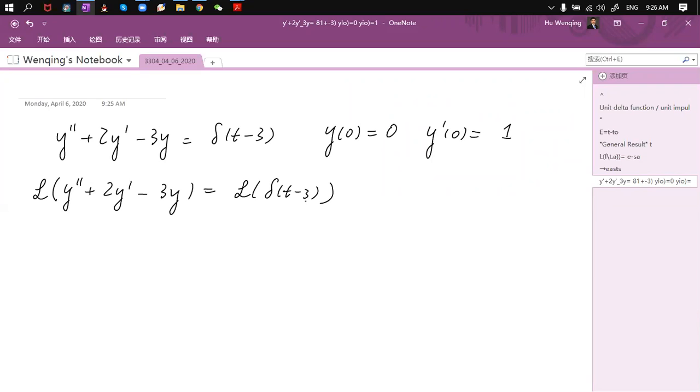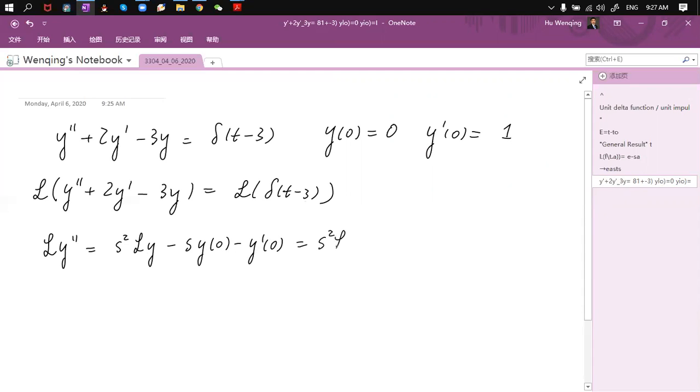Now, once the Laplace transform is applied, you have to apply the formula: the Laplace transform of the second derivative of y is equal to s squared times the Laplace transform of y minus s times y(0) minus y prime (0). Since y(0) is 0 and y prime (0) is 1, that's s squared Laplace transform of y minus 1. And the Laplace transform of y prime is s times the Laplace transform of y minus y(0); y(0) is 0, so it is s times the Laplace transform of y.